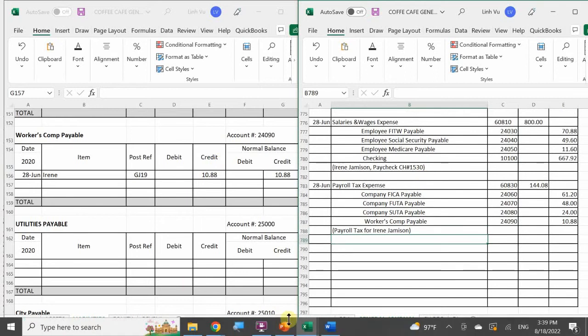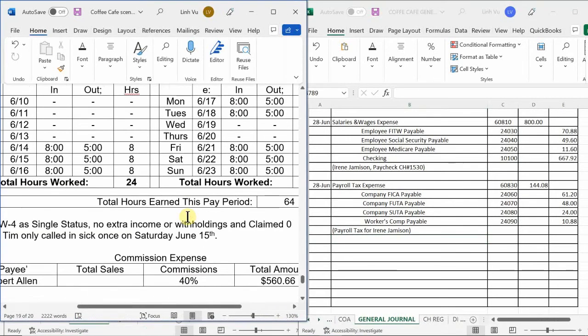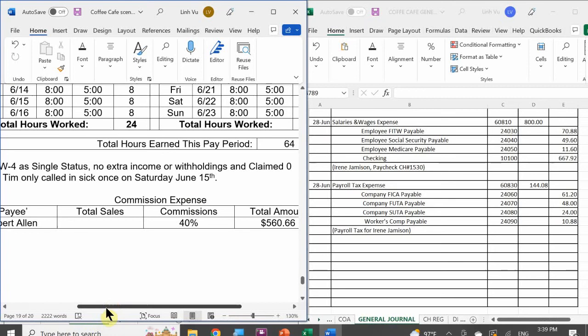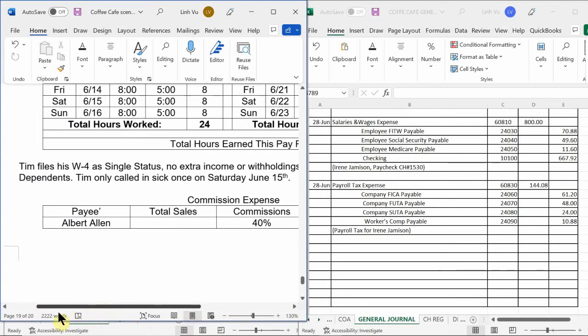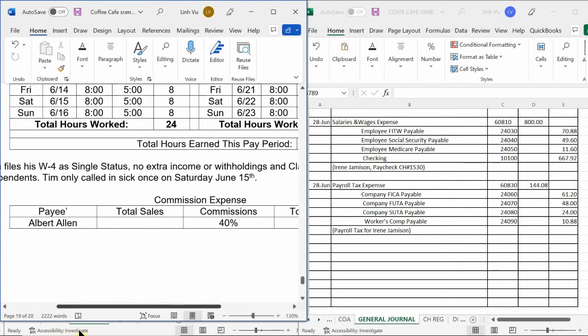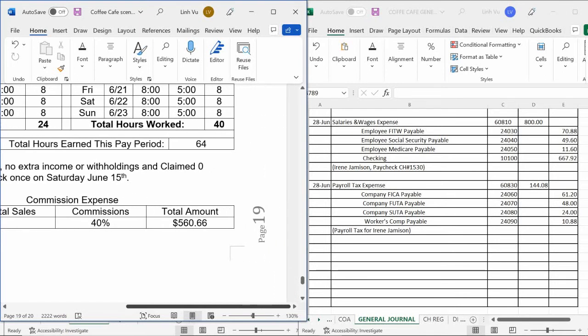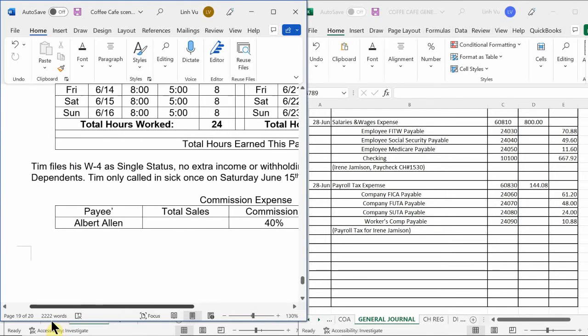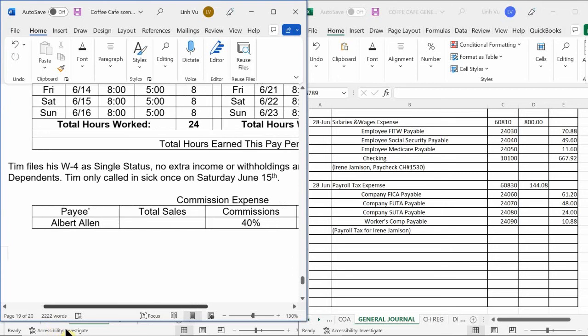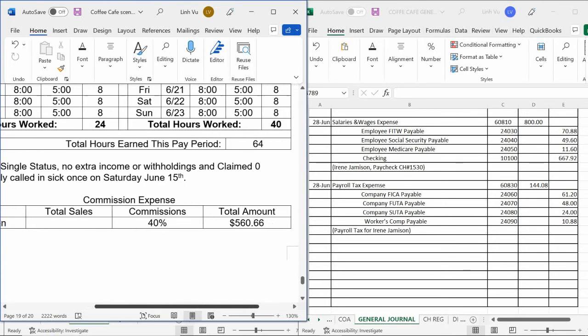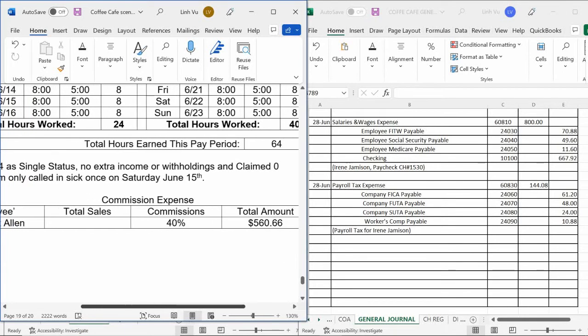So now we also need to calculate Tim's paycheck. Okay, so let's take a look. Since I don't need another copy of the W-4 form, this is what I told you. Tim files his W-4 form as single status, no extra income or extra withholdings, and claims 0 children or 0 dependents. Tim has only called in sick once on Saturday, June 15. Right?